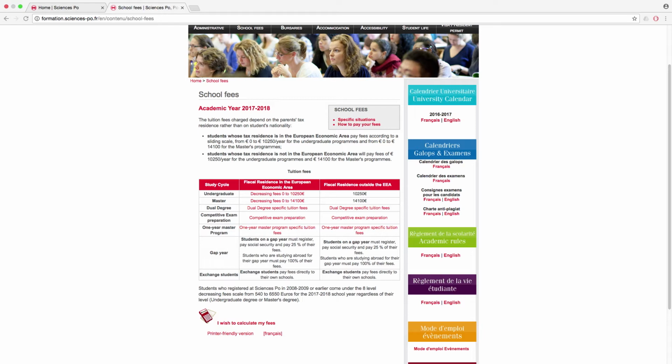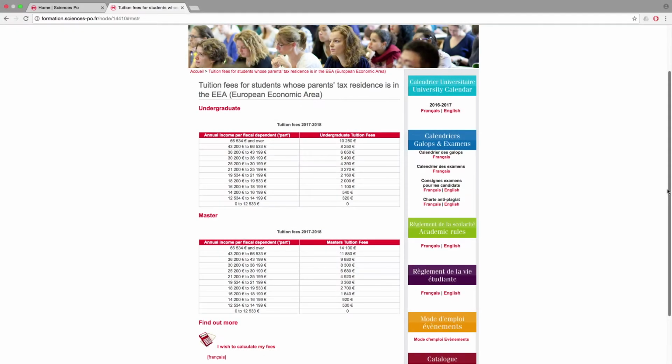If your parents' tax residence is inside the European Economic Area, Sciences Po allows you to benefit from a sliding scale by calculating the amount of your tuition according to your parents' income.